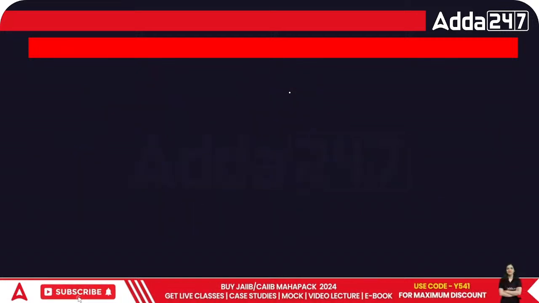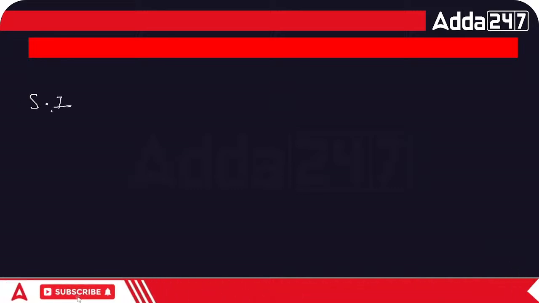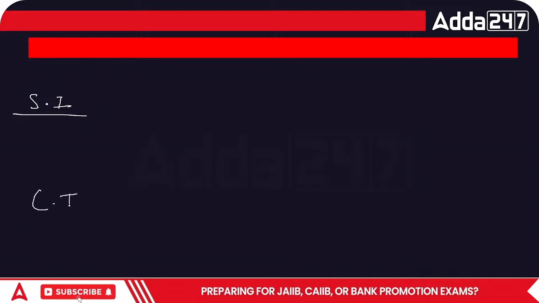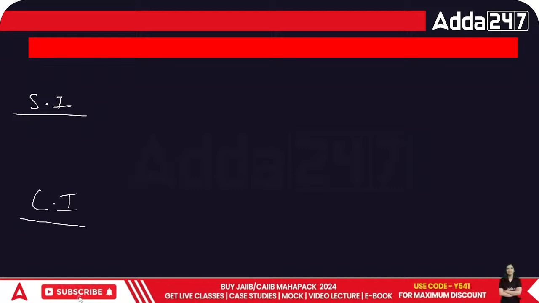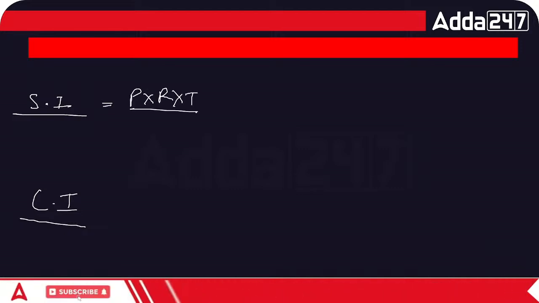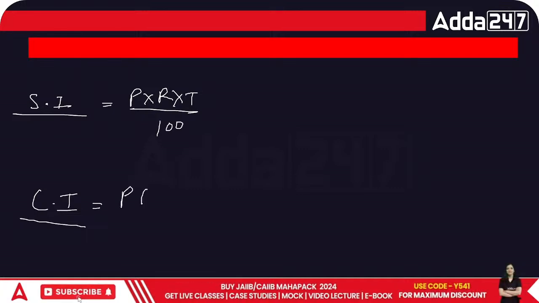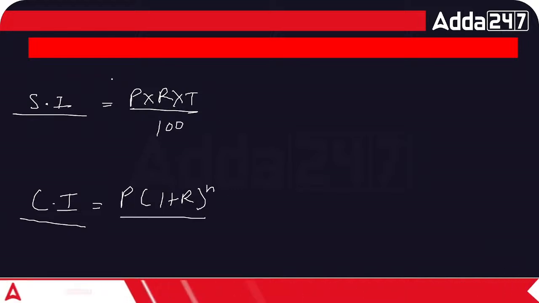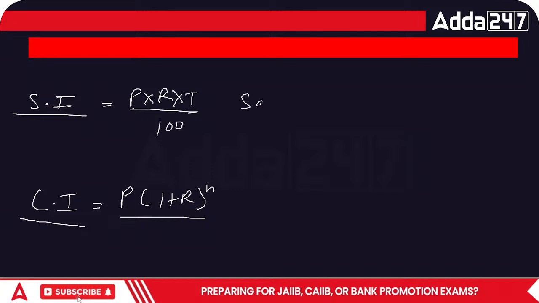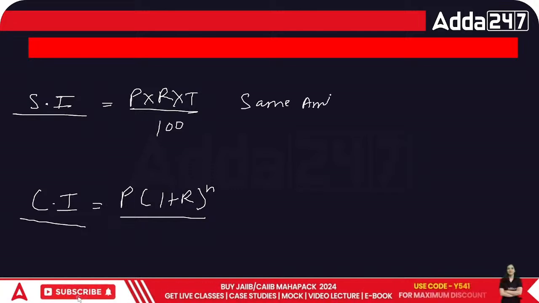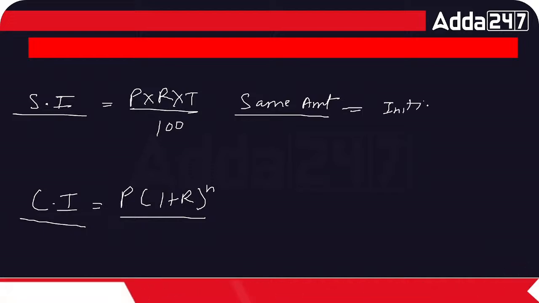Now, let's understand a few things, everyone. What's the formula for simple interest? And what is the formula for compound interest? We'll be starting from this today. The formula for simple interest is P into R into T upon 100. For compound interest, it is P (1 plus R) raised to the power n. The difference is simple interest is the same amount every year as it is calculated on the initial principal.